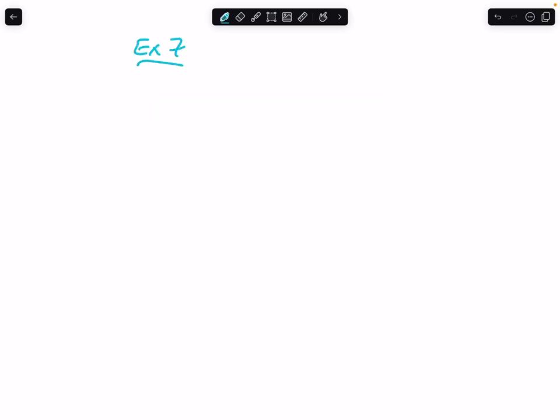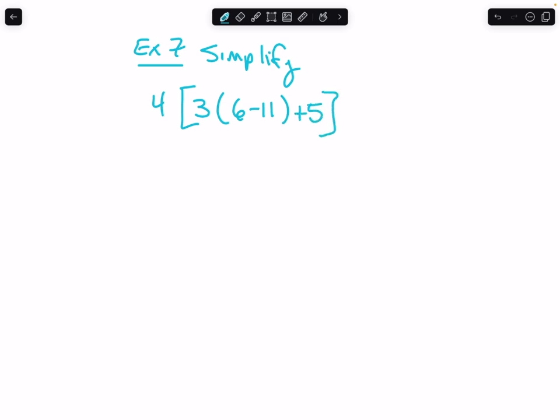Example 7. We want to simplify. In this example, we have 4 times the quantity 3 times the quantity 6 minus 11, plus 5. So this is the first example we've had where we have a set of grouping symbols inside another set of grouping symbols. So whenever we have this happen, we have to work from the innermost set of grouping symbols, that's this inside set of parentheses, and then we'll work our way out and then finally deal with the very outside. Okay, so dealing with the inside, I'll copy everything else down.